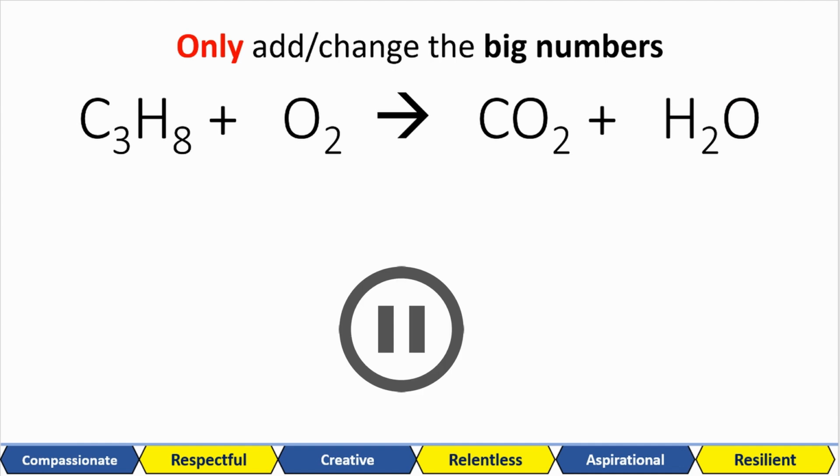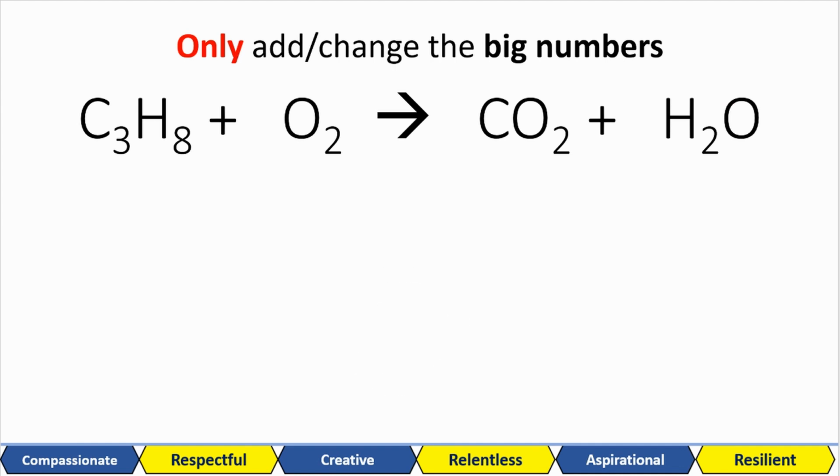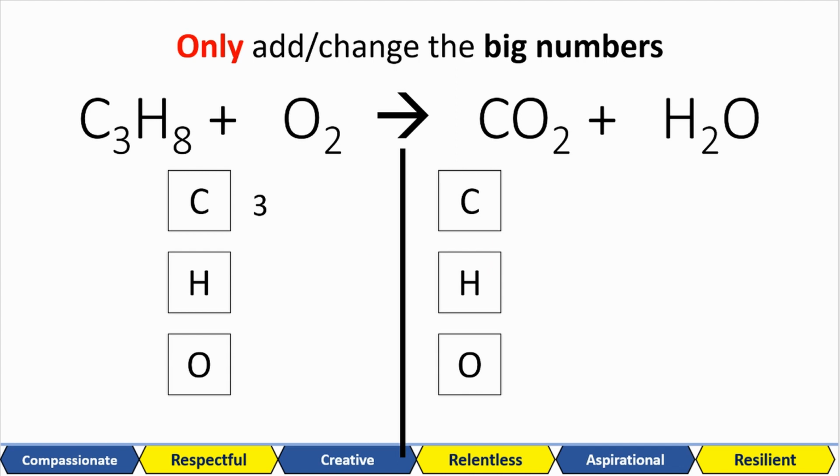Now try this one. This one's going to be slightly longer, but just stick with it. When you get these combustion reactions, this is the order that you should balance. First balance the carbon, then balance the hydrogen, and then balance the oxygen. On the left we have 3 carbons, 8 hydrogens, and 2 oxygens. On the right hand side we have 1 carbon, 2 hydrogens, but 3 oxygens.